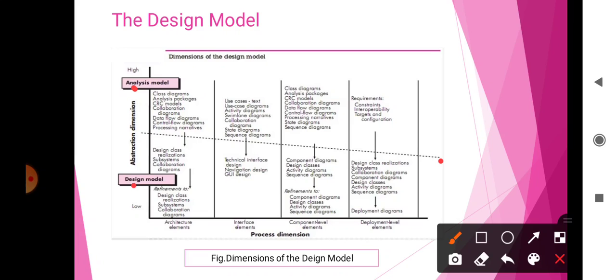See, this is the figure. Here this is the analysis model and design model. The level is high here and low here. Then, along the process dimension, these are the architecture elements, then interface elements, then component level elements, and deployment level elements.